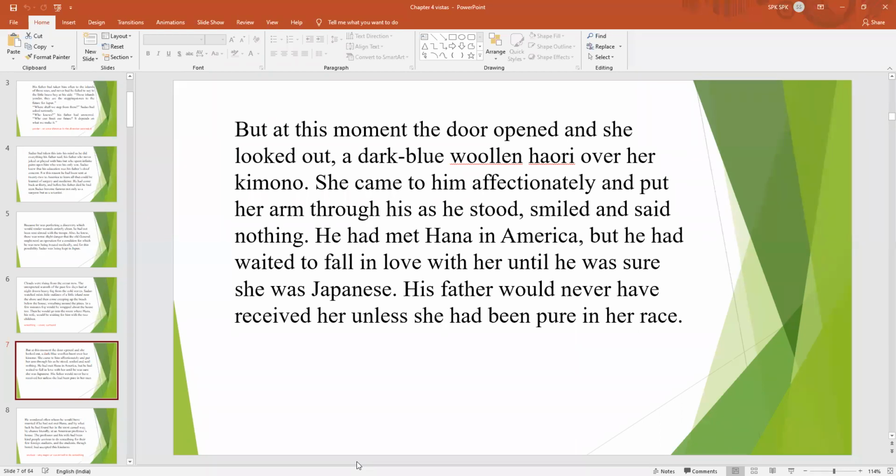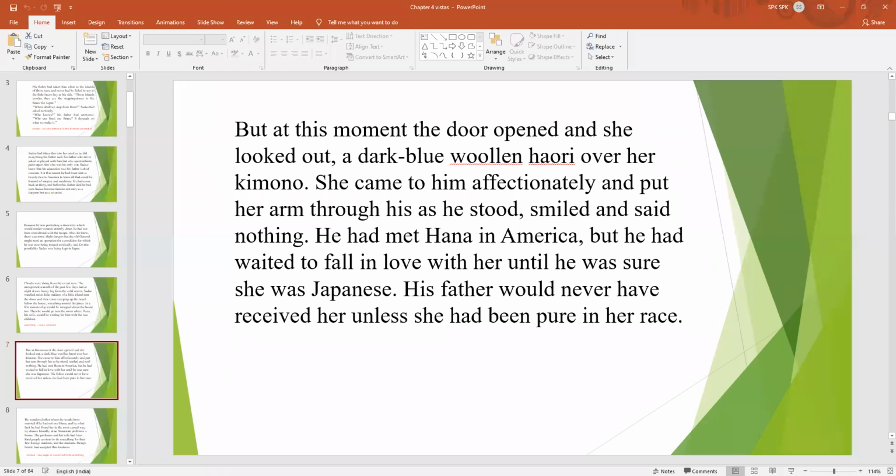She came to him affectionately and put her arm through his as he stood, smiled and said nothing. Now she lovingly crossed her arms with his and smiled at him, and they both remained silent. And she came and stood beside him. He had met her in America, but he had waited to fall in love with her until he was sure that she was Japanese.